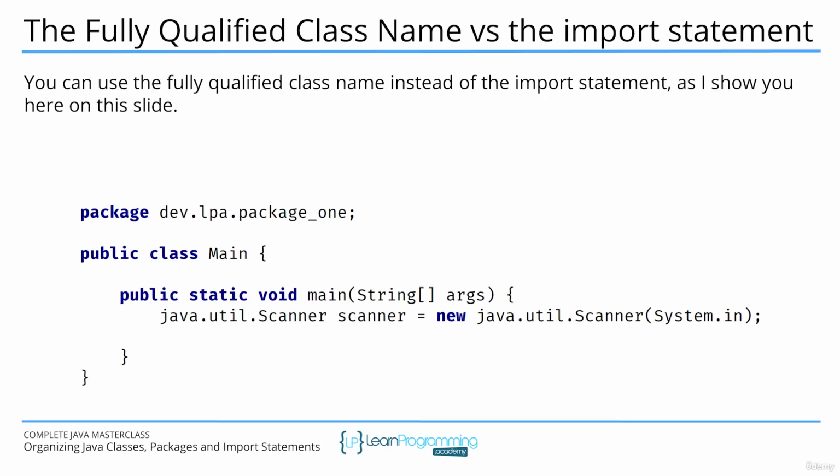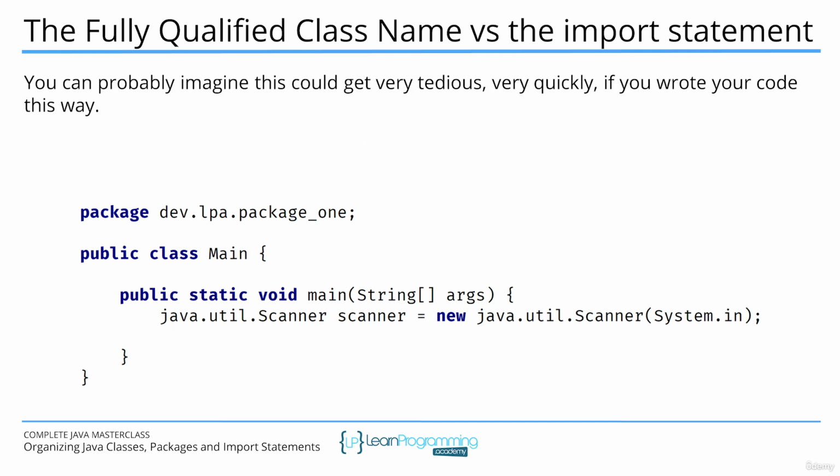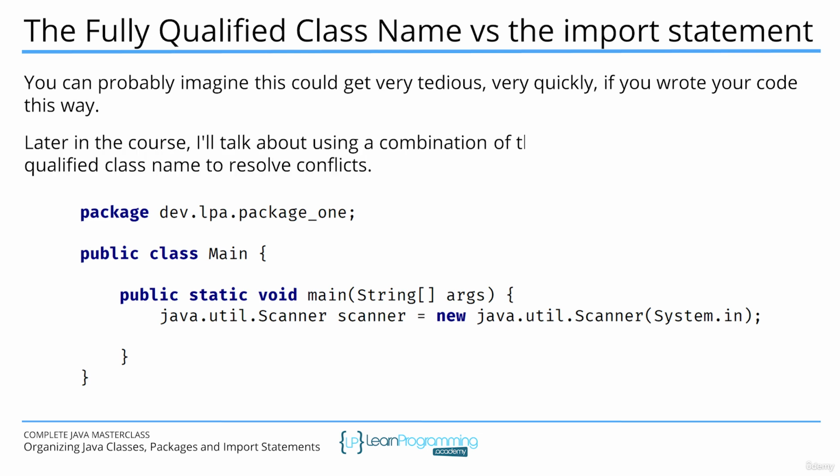You can use the fully qualified class name instead of the import statement, as I show you here on this slide. This code does not use the import statement, but instead where the Scanner class is referenced, the fully qualified class name is used. You can probably imagine this could get very tedious very quickly if you wrote your code this way. Later in the course, I'll talk about using a combination of the import statement and the fully qualified class name to resolve conflicts.